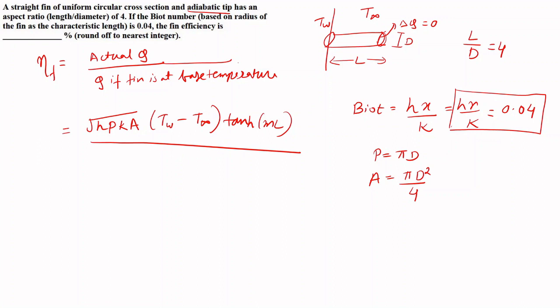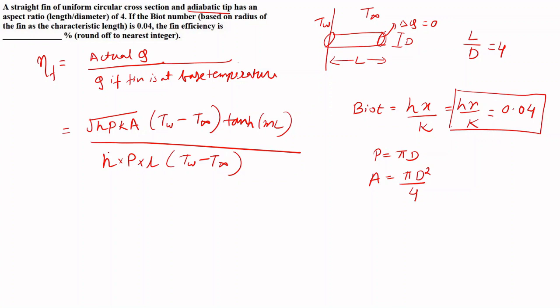Now the heat Q, if the fin is at base temperature. For the idealistic case, it will be basically hA delta T, and the heat transfer area would be this 2 pi RL. 2 pi RL is basically my perimeter into length. So I can write it as h into P into L, then my temperature difference Tw minus T infinity.